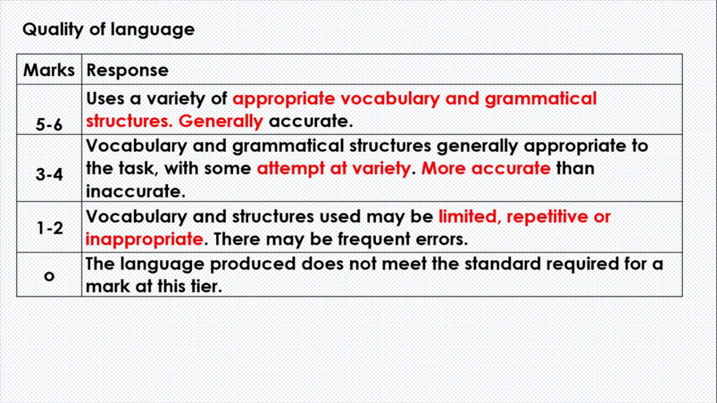Quality of language: uses a variety of appropriate vocabulary and grammatical structures, generally accurate. Vocabulary and grammatical structure generally appropriate to the task with some attempt at variety, more accurate than inaccurate. Vocabulary and structures used may be limited, repetitive, or inappropriate. There may be frequent errors. The language produced does not meet the standard required for the mark at this tier.